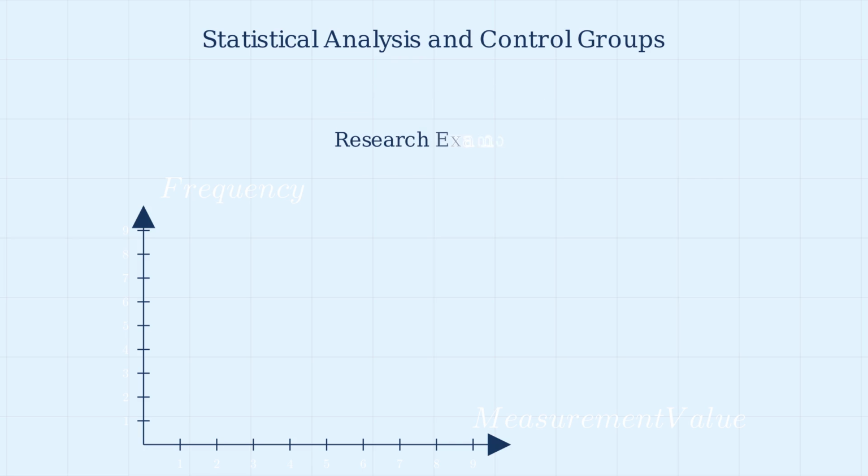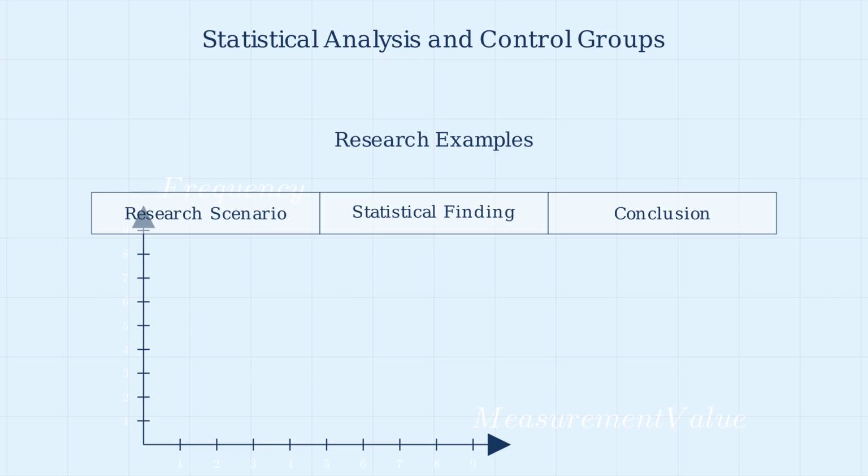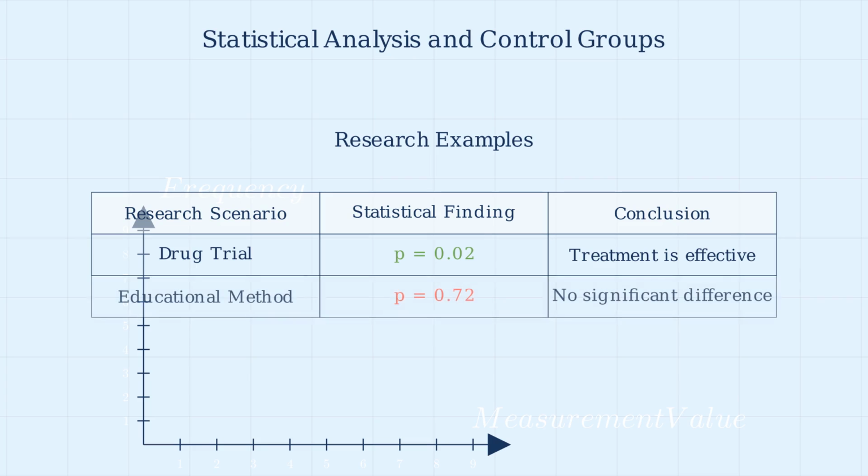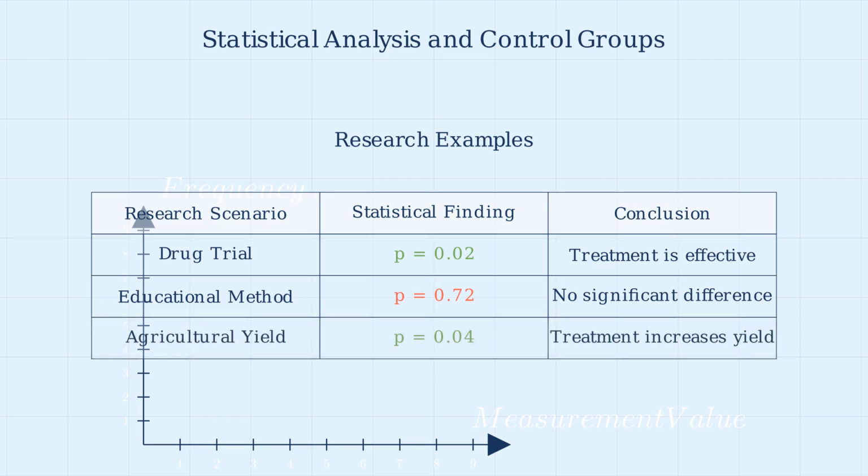Let's look at some practical examples of how statistical analysis is used with control groups in different research contexts. In a drug trial, a p-value of 0.02 indicates strong evidence that the treatment has a real effect compared to the control group. For an educational method study, a p-value of 0.72 suggests no meaningful difference between the treatment and control groups. In agricultural research, a p-value of 0.4 provides evidence that the treatment increases crop yield compared to controls.